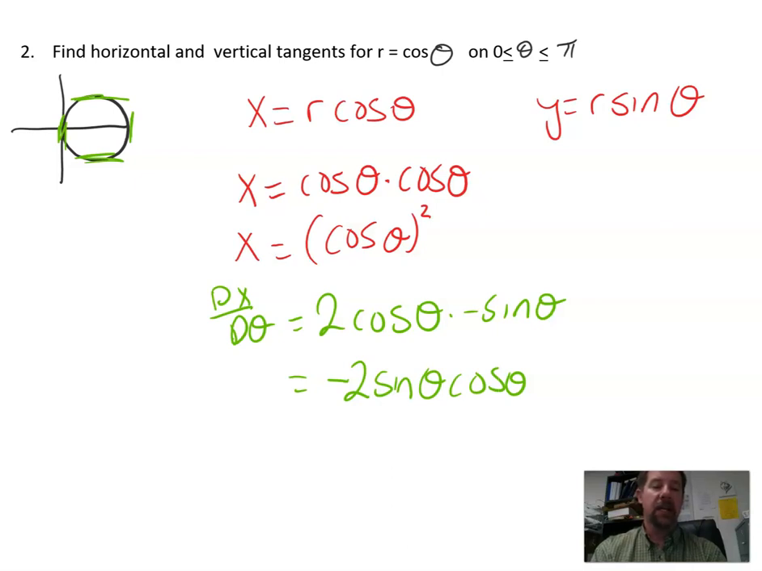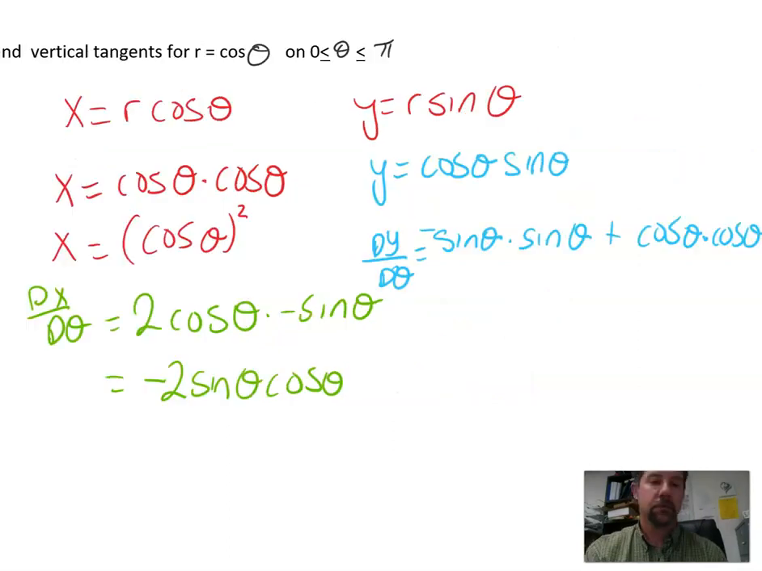Now I want to find dy d theta. So again, since r equals cosine theta, y is cosine theta sine theta, and to take the derivative of this, I'm going to now need to use product rule. So, derivative of the first, negative sine theta, times the second, sine theta, plus the first, cosine theta, times the derivative of the second, cosine theta. And we get dy d theta equals cosine squared theta minus sine squared theta. Alright, and I had to slide over there a little bit.